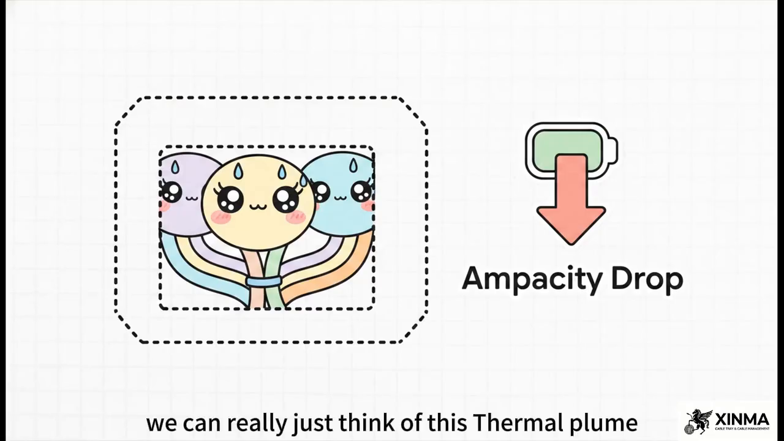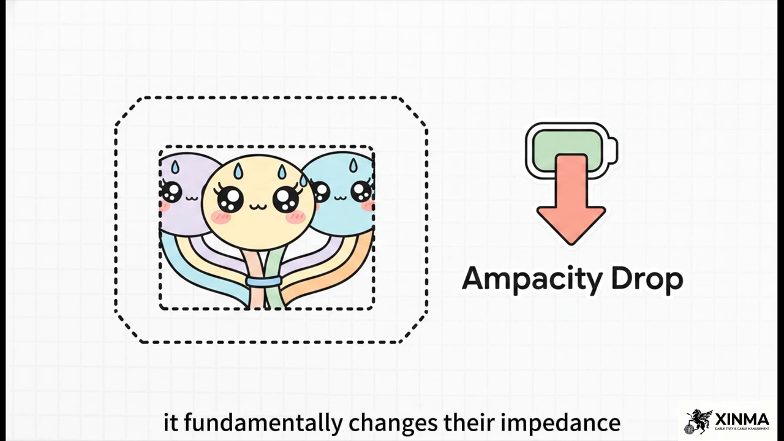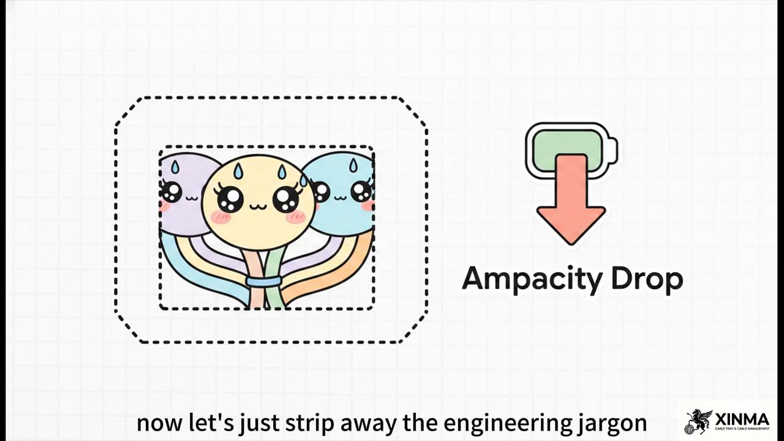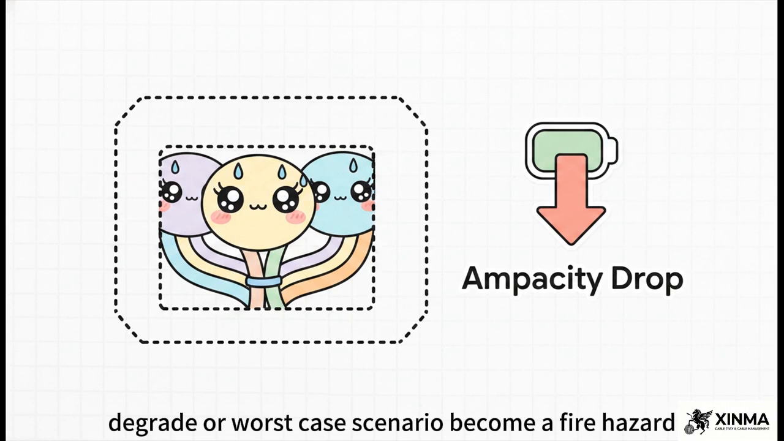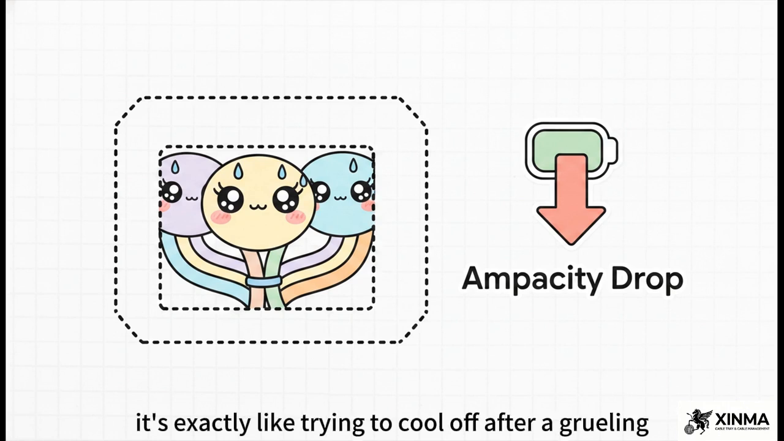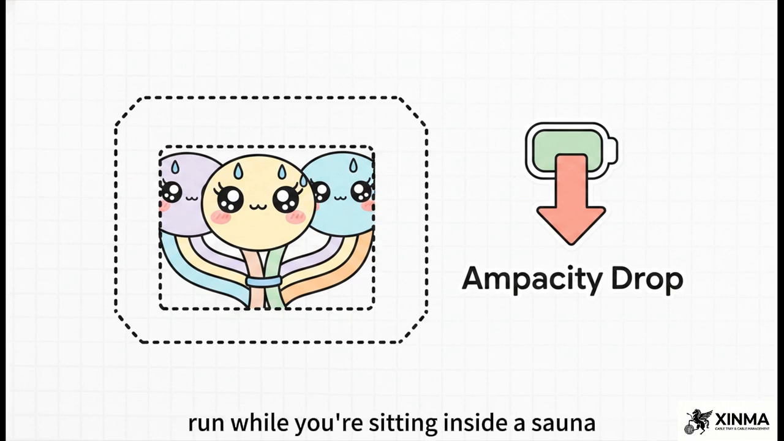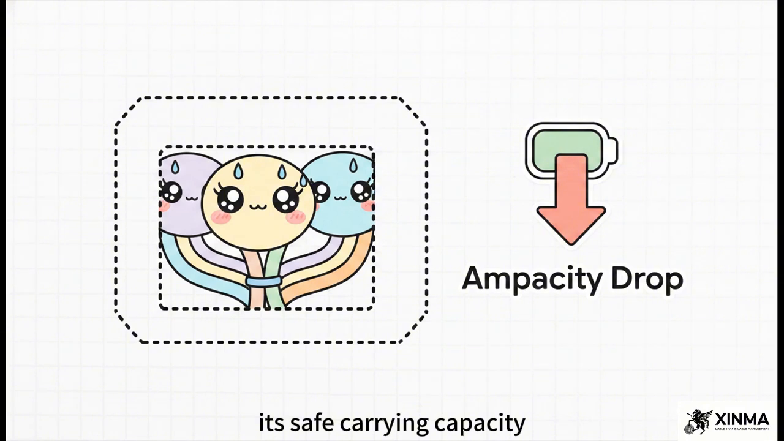We can really just think of this thermal plume as an invisible oven. And when cables sit continuously inside this oven, it fundamentally changes their ampacity. Now, let's just strip away the engineering jargon for a second. What is ampacity? Very simply, it's just the maximum amount of power a cable can safely carry before it starts to overheat, degrade, or worst-case scenario, become a fire hazard. When you stick a cable in a hotter environment, it simply cannot shed its own heat. It's exactly like trying to cool off after a grueling run while you're sitting inside a sauna. Because the cable can't naturally cool down, its safe carrying capacity, its ampacity, drops dramatically.